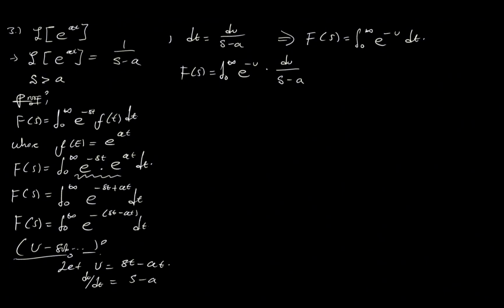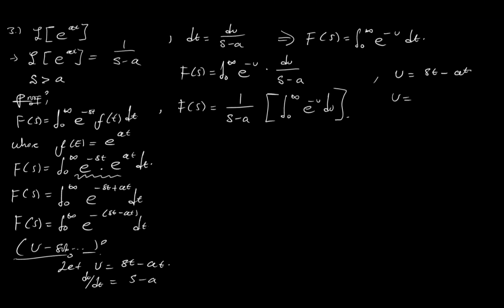s minus a are constants, so if we pull them out, we'll have the S domain F of s being equal to 1 over s minus a of what we're having as the integral from 0 to infinity of e to the minus u du. Now, from the u substitution that we have, remember u is equal to st minus at. So if we want, we can say u is equal to t times s minus a.